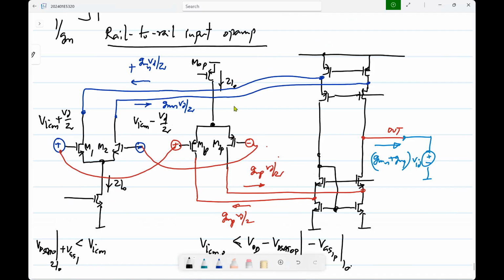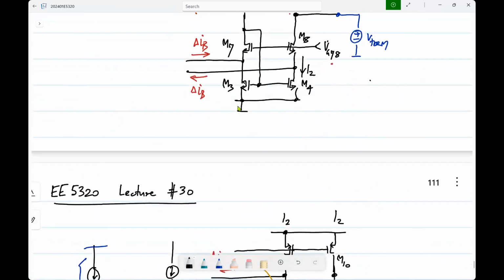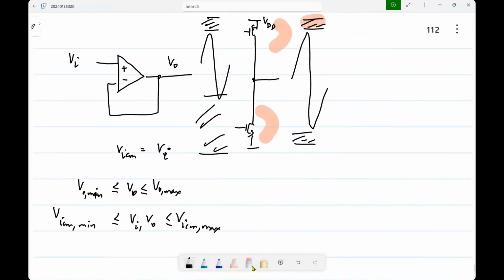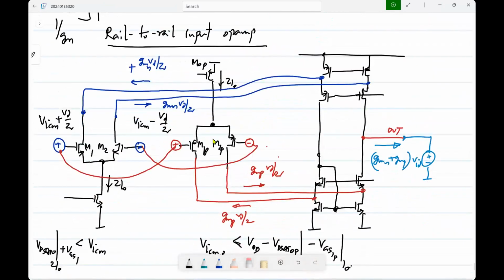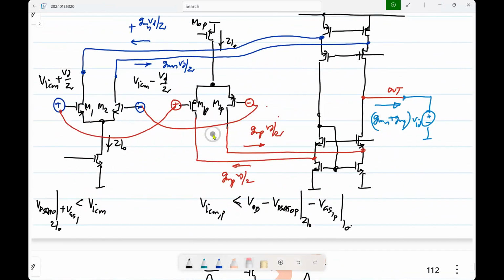So now if you make a circuit like this, one or the other differential pair will be active throughout the range. So the output voltage will be limited by the output swing limit, not by the input common mode swing limit. Okay. Is this fine? Do you see any problems with this op-amp?